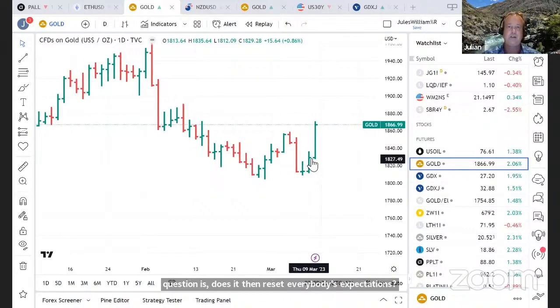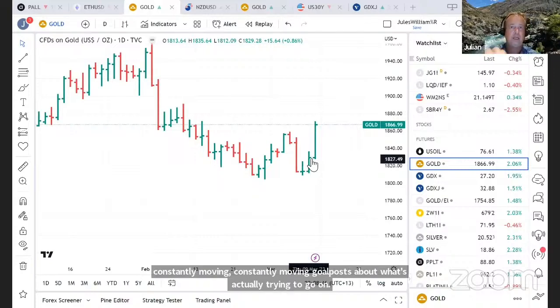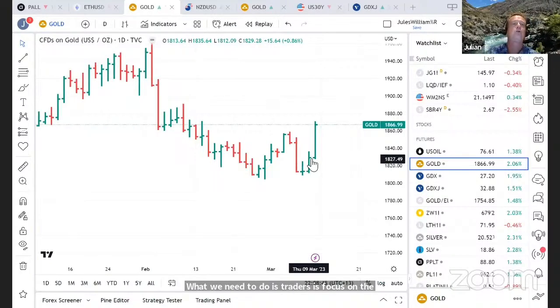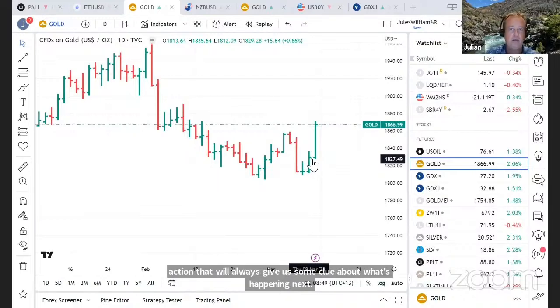This is why trading is so much fun, and we live in this world of constantly moving goalposts about what's actually going on. What we need to do as traders is focus on the price action. That will always give us some clue about what's happening next. And the clues were there in the market if you looked for them.